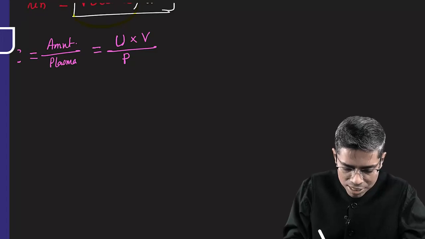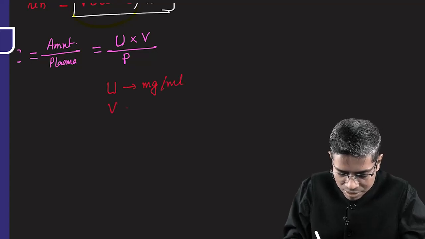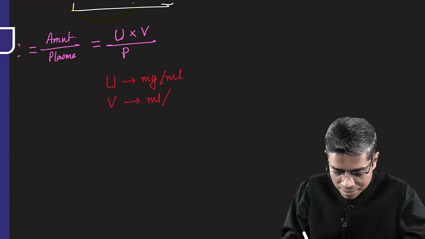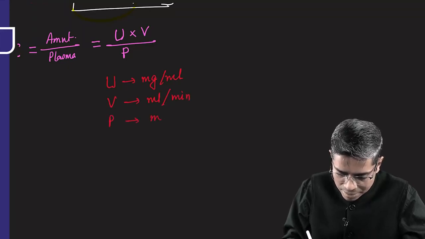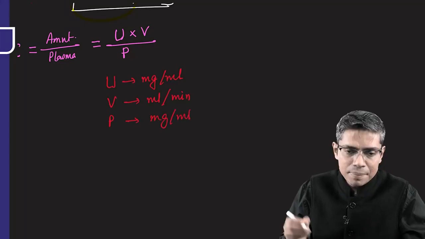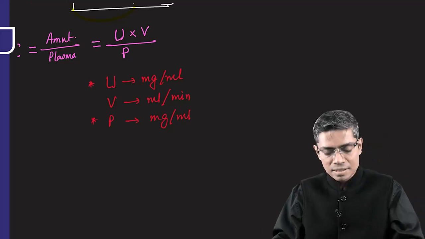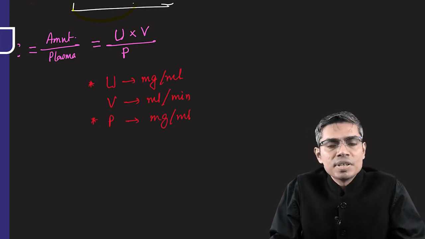What will be the unit of this urinary concentration? It is milligram per ml. What is the unit of this V? It is ml per minute, I told you that is the flow basically. And what is the unit of this P? P is milligram per ml. So as you can find out here, urinary concentration as well as plasma concentration are in the same unit, and V, that is the flow, is ml per minute, unit time volume.